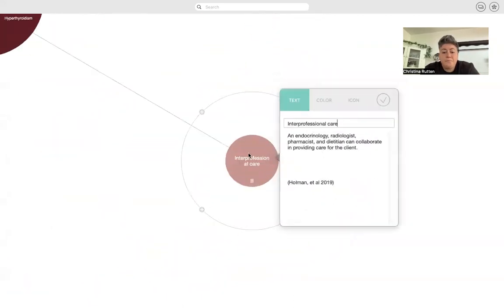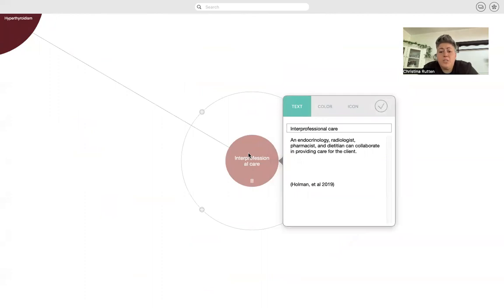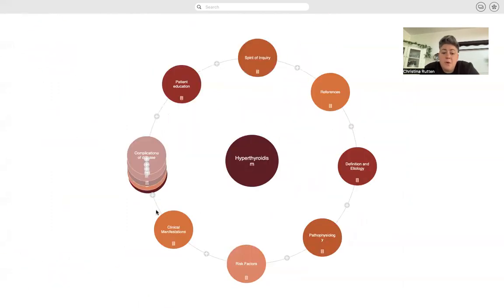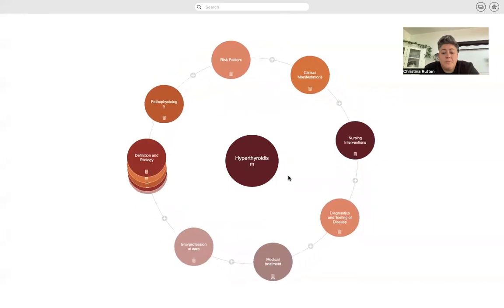Interprofessional care. An endocrinologist, a radiologist, a pharmacist, and a dietitian can collaborate in providing care for that client. The more hands on deck that you have, the better overall.